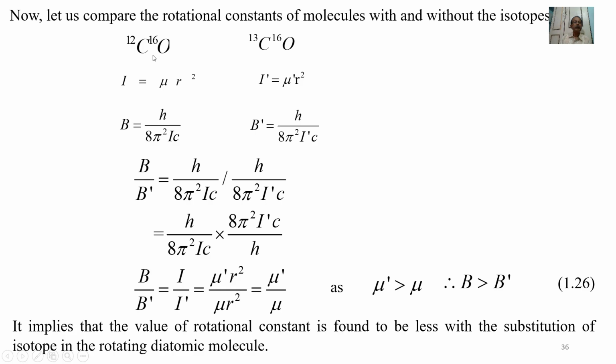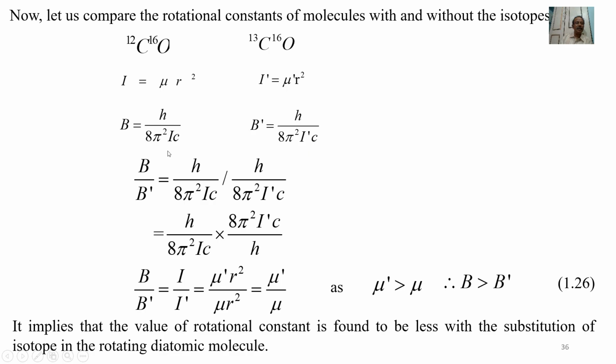Now here it is C12 O16, here it is C13 O16. Let us see. You just find out the moment of inertia for the first one without isotope. So I equals mu r squared. Now with isotope, that is a heavier atom, and the reduced mass changes. So we have I dash, which is equal to mu dash r squared. And we know that B equals h divided by 8 pi squared I C, and B dash equals h divided by 8 pi squared I dash C.